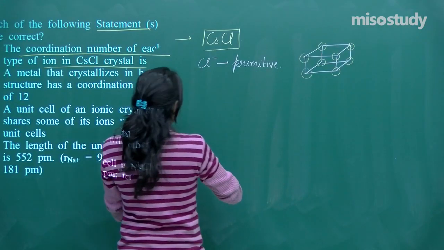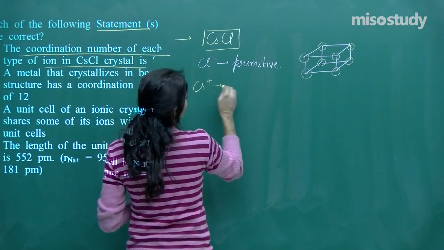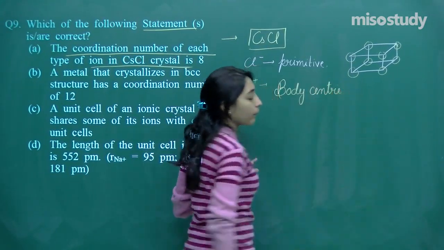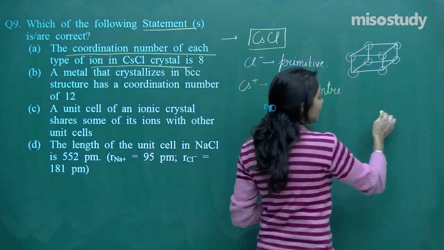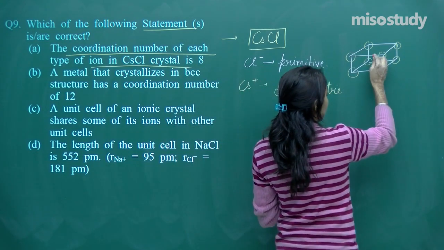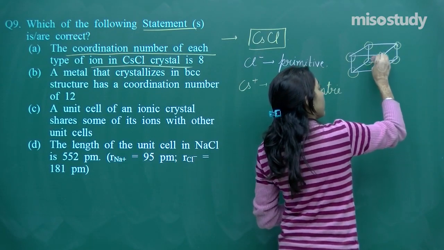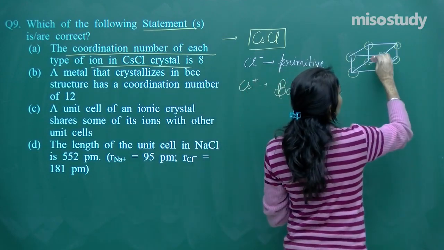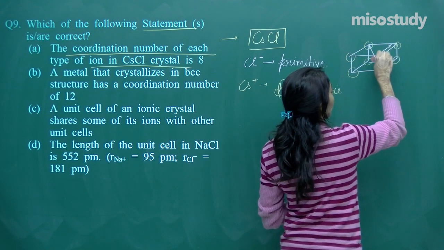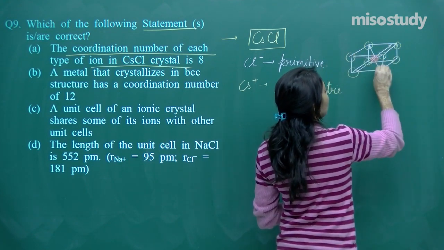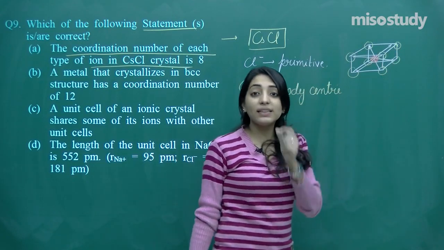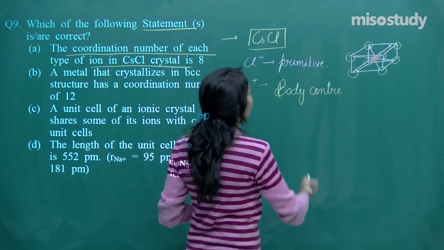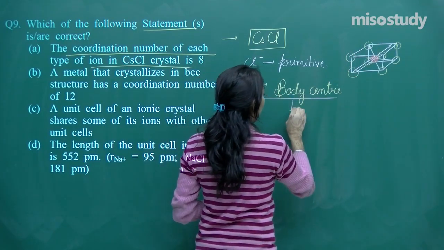And the cesium plus will be present in the body center void. Listen carefully. When cesium is present in the body centered void, that means I can say, right, cesium is in direct touch with 4 chlorines on the top face, 1, 2, 3, 4, and 4 chlorines at the bottom face, right? That means cesium, this pink atom, is in direct touch with 4 yellow atoms on the top, 4 yellow atoms at the bottom. So cesium is having a coordination number of 8.